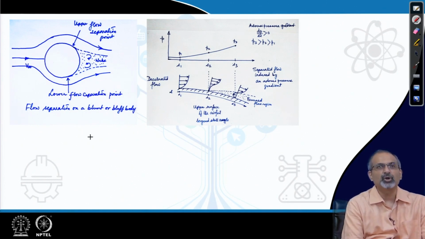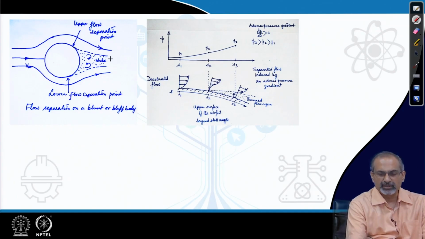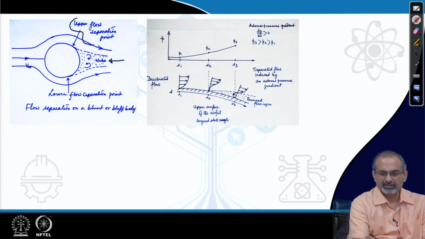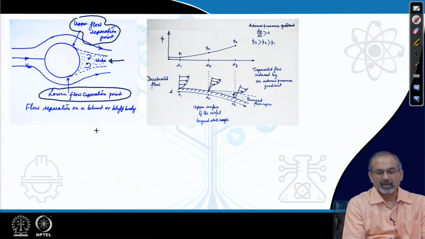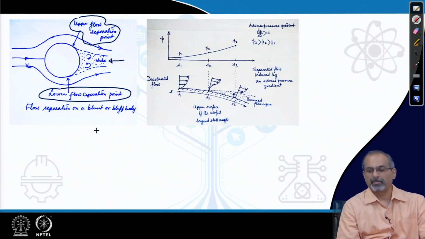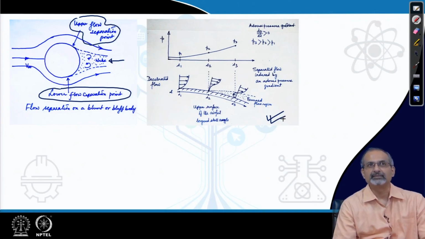If it was a blunt or a bluff geometry, you would usually see a much wider wake behind the body, like what we have seen here, and usually an upper separation point and a lower separation point due to the large width of the body. And as you may recall, the same kind of phenomenon is occurring over here, where the flow gets detached.